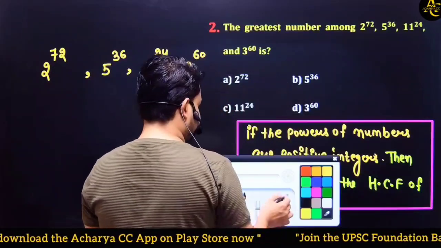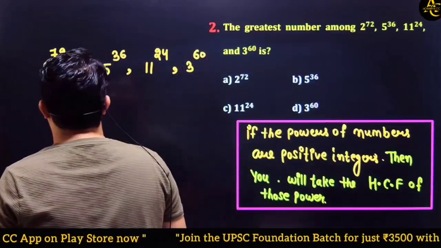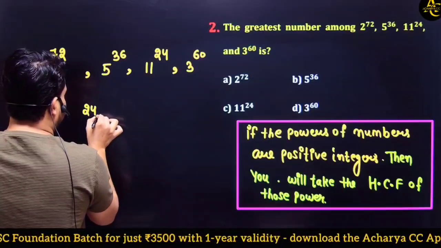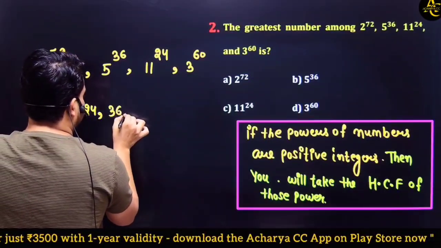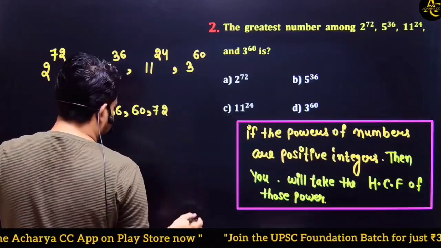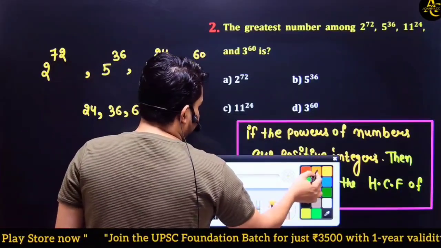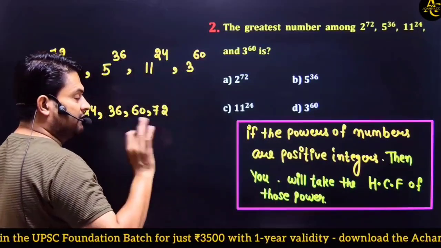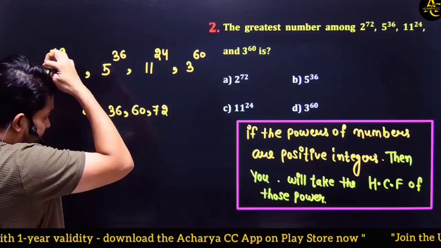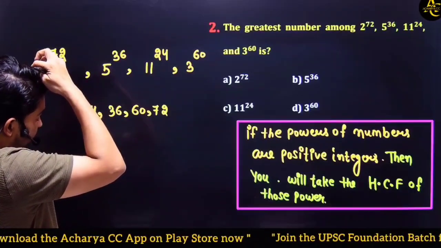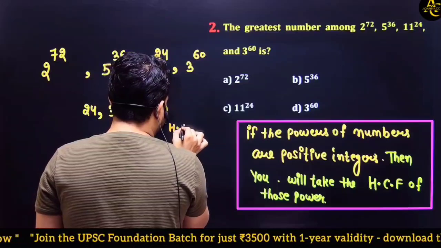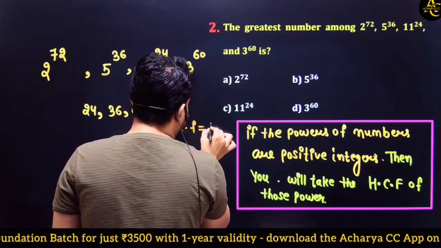See what we have here. We have four numbers here. First is 24. Then we have 36. Then we have 60. Then we have 72. So as you know that HCF is nothing but the highest common factor among all the numbers. See, all these numbers are divisible by 12, and 12 is the largest number that divides them. So HCF is nothing but 12. The HCF is here 12.